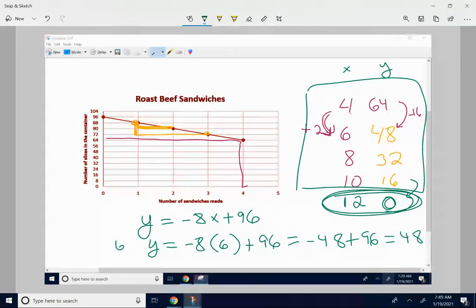So that means it would take 12 sandwiches for you to have 0 slices left. So that means we're selling 12 sandwiches until the container is empty, and they're $7 each. Does that make sense? So it took 12 sandwiches for the container to be empty. We're going to take that 12 times $7, and that is 84. So we made $84 when the container is empty.